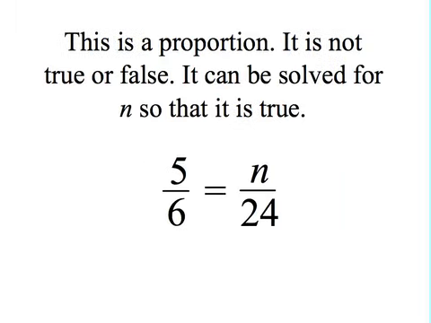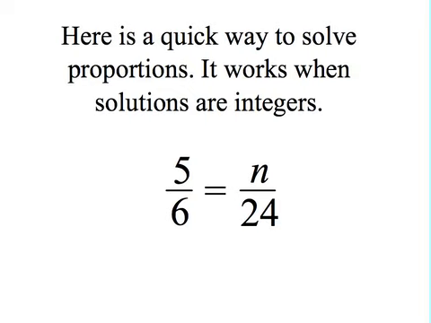And since the entire right side is not a ratio, it's not a proportion, but it is an equation. And this is a proportion. It is not true or false. It can be solved for n so that it is true. And we're going to solve this proportion now.